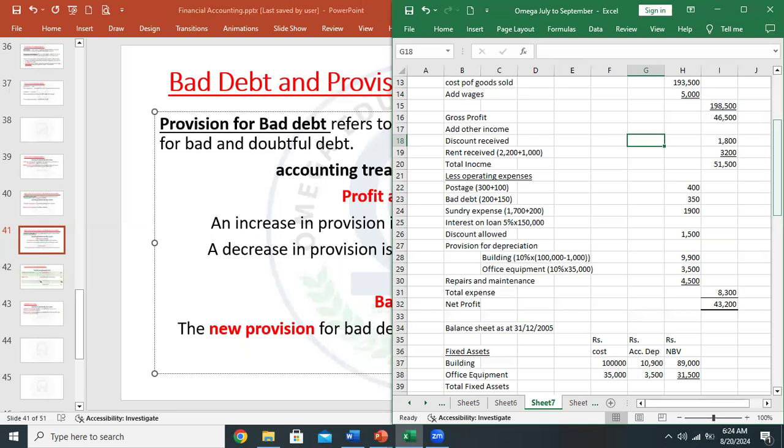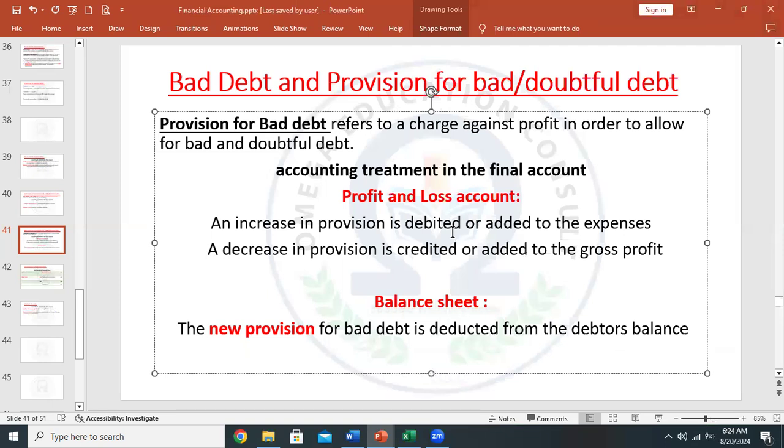Now, subsequently, if you have to increase it, then the increase is also going to be deducted or added to the expenses. You deduct it from profit or you add it as part of your expenses. But if you have to decrease it, then that decrease should be added to your gross profit as part of your other income. So please understand the scenarios from when you first create it, where you have to increase it and where you have to decrease it. If you understand it that way, I think we can make huge progress.